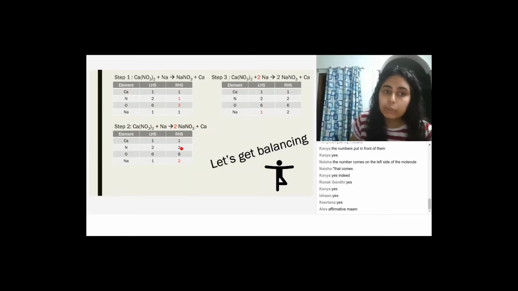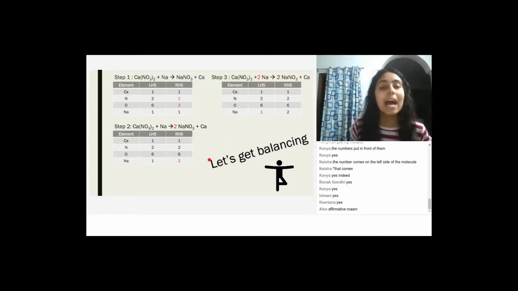Nitrogen now becomes 2. Oxygen becomes 6 because I've put 2 over here, and this 2 multiplies with every single element in this particular compound. So 2 times sodium, 2 times nitrogen, 2 times oxygen. So nitrogen becomes 2, oxygen becomes 6, and sodium becomes 2. Now what has happened is my nitrogen is balanced, oxygen is balanced, but sodium is not balanced.